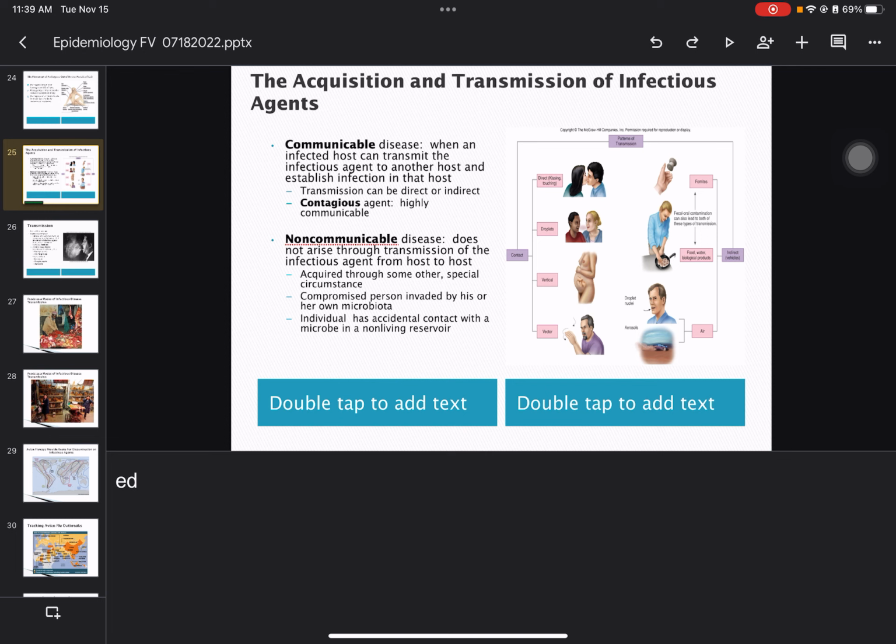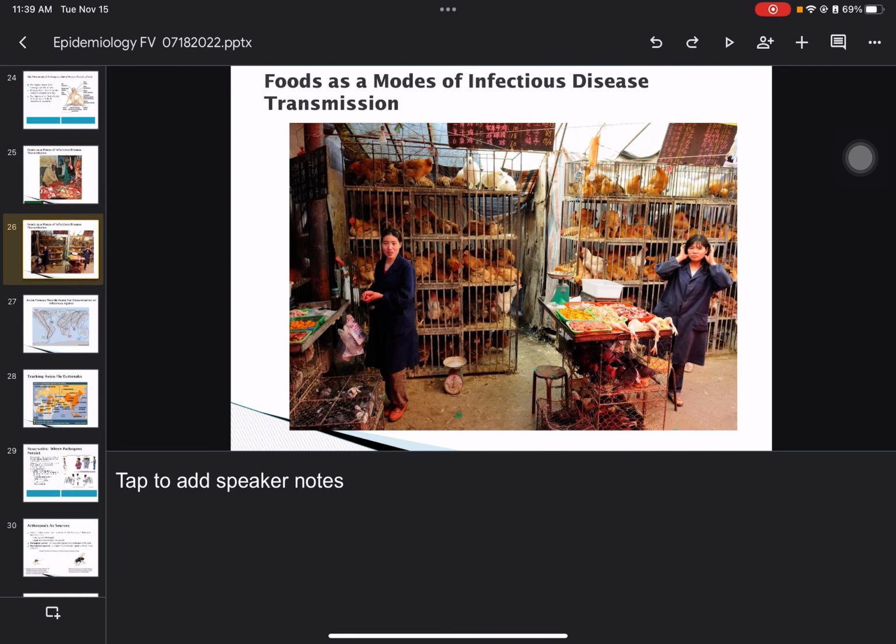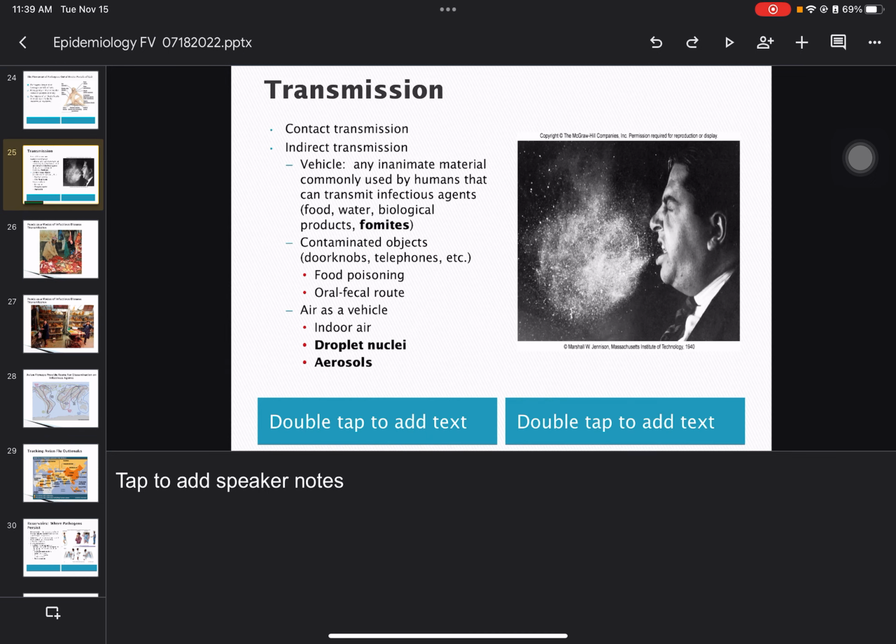Okay. So this is one of my favorite pictures of all time. Look at that. Very aggressive. That's a very aggressive sneeze, right? But if we think about this, I want to make people understand that droplet nuclei and aerosols are a very easy way for things to spread.